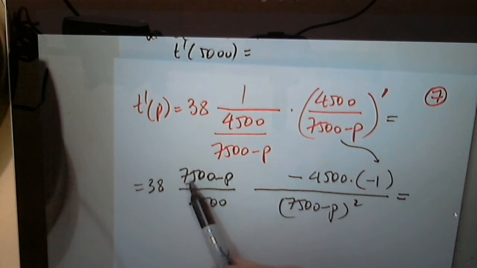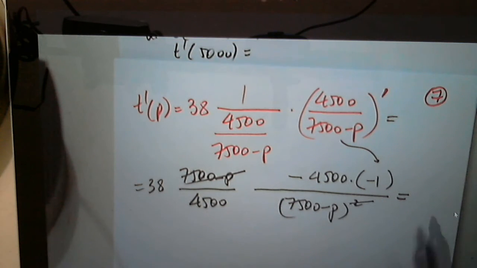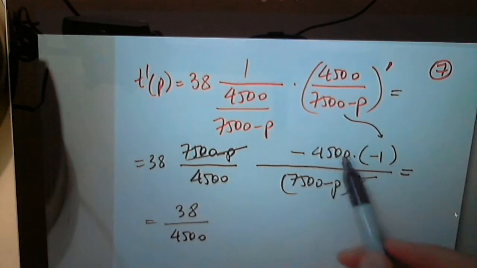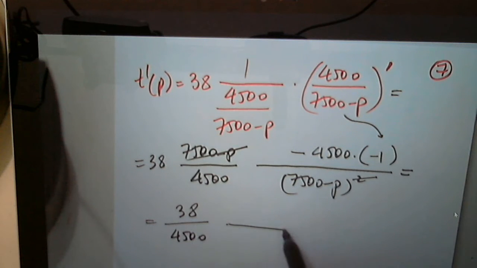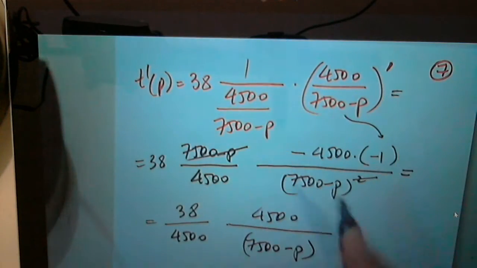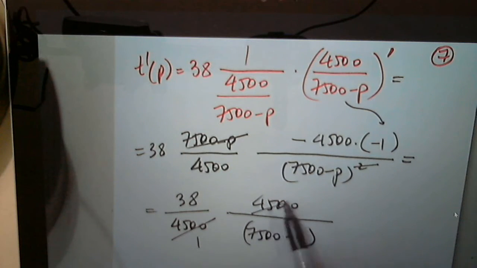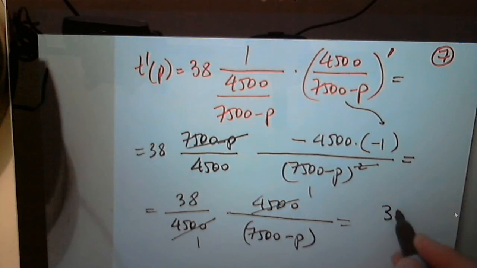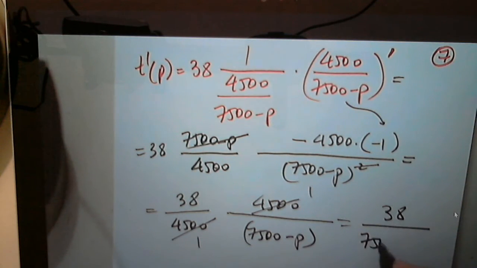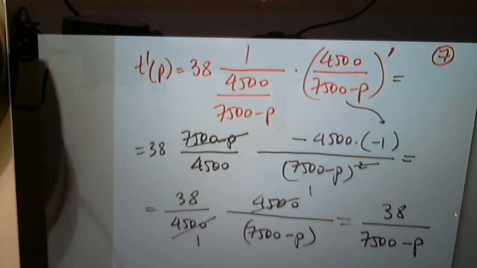Okay, luckily, look at that. Yay! So we have 38 over 4,500, and 4,500 and 7,500 minus p. So these functions, as you've noticed, they clean up very nicely. So these will go away. And then I have 38 over 7,500 minus p.